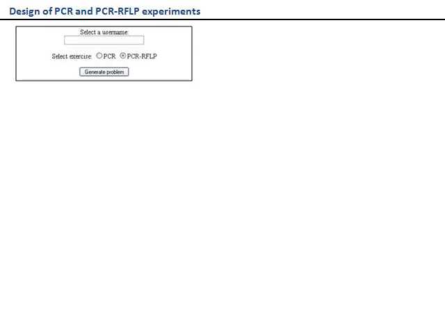To start using the service, the user must select a username. Two exercise options are available: a short exercise which requires designing a PCR experiment, and a longer one which requires designing both PCR and PCR-RFLP experiments. This presentation will describe how to complete the long exercise. After selecting an exercise, click the button to enter the service.